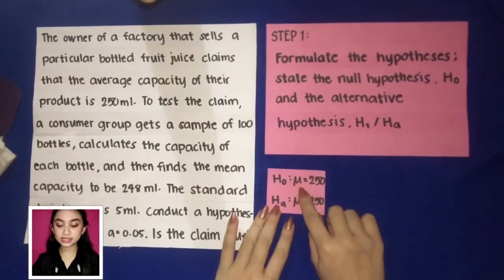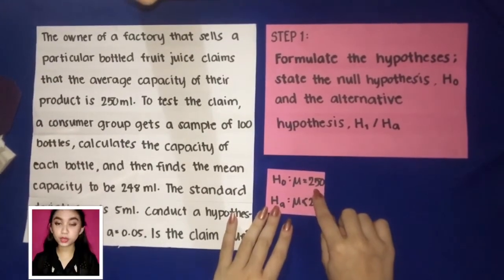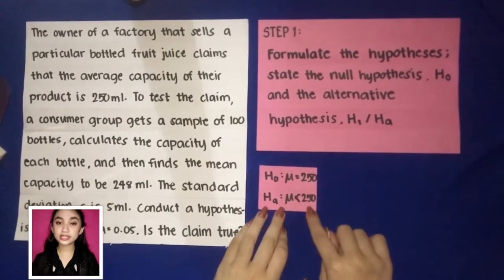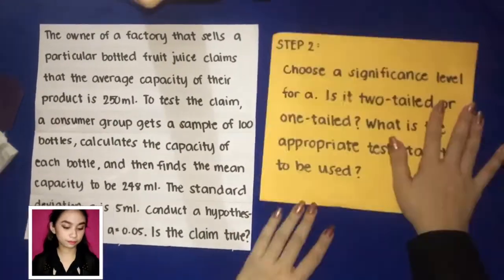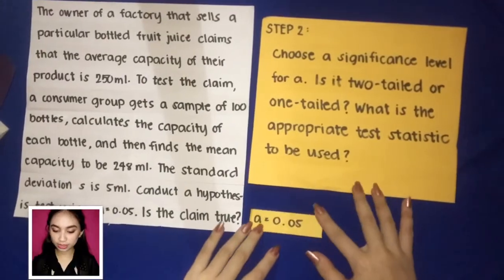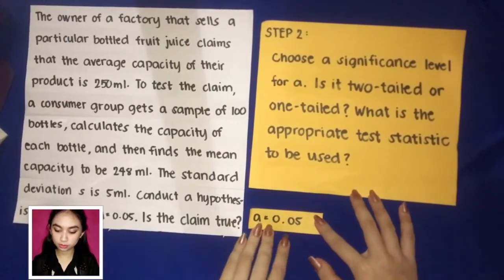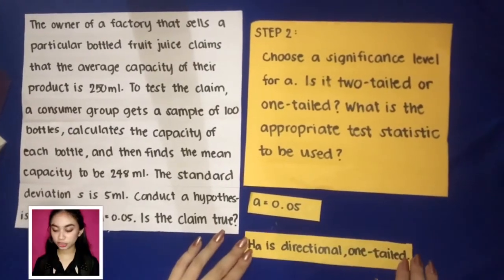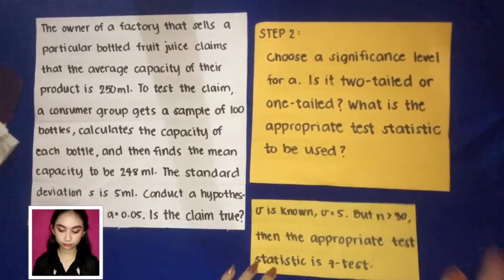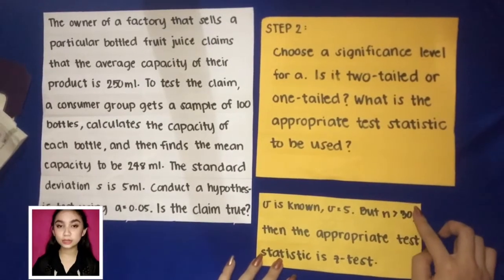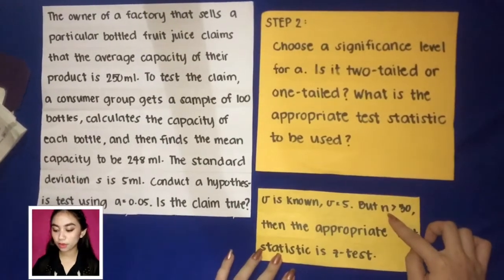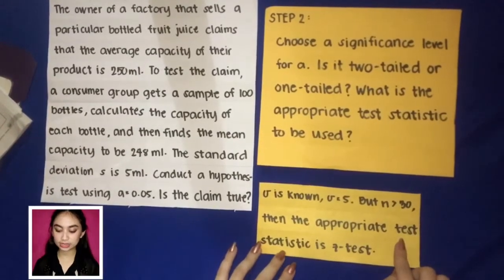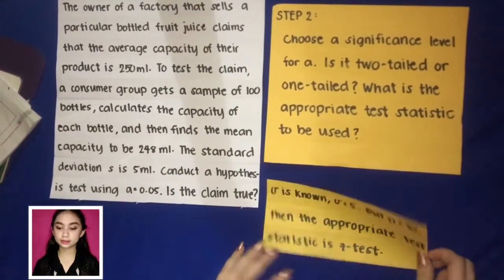Step 1. Our null hypothesis is mean equals 250, and our alternative hypothesis is the mean is less than 250. Step 2. Our significance level is A equals 0.05. Our alternative hypothesis is directional and it is one-tailed. Our standard deviation is known and it is equal to 5.